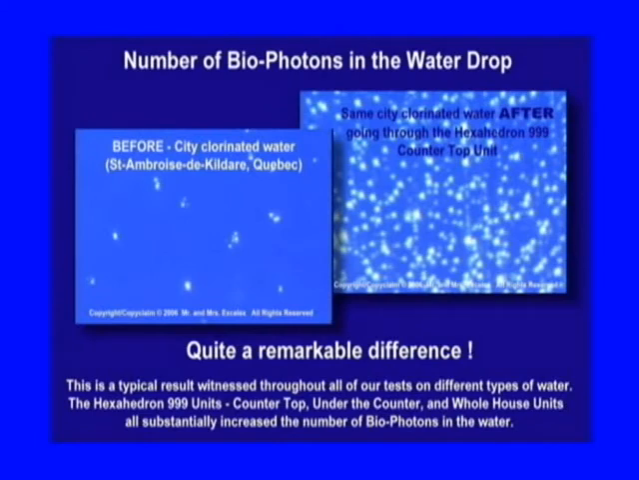Compare the number of biophotons in a drop of city chlorinated water, before and after going through the hexagon 999 unit. Quite a remarkable difference. This is a typical result witnessed throughout all of our tests on different types of water. The hexagon 999 units, countertop, under the counter, and whole house units all substantially increase the number of biophotons present in the water.